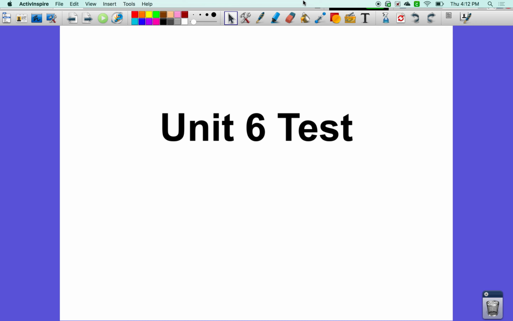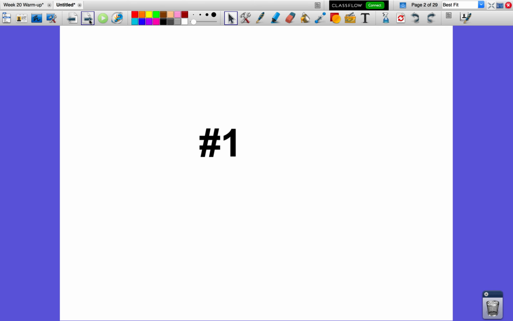Unit 6 test. Number 1. An expression is shown below. -15 plus 2.4 parentheses, -2 plus 7 parentheses, plus 8 and 3/4. What value is equivalent to the expression?